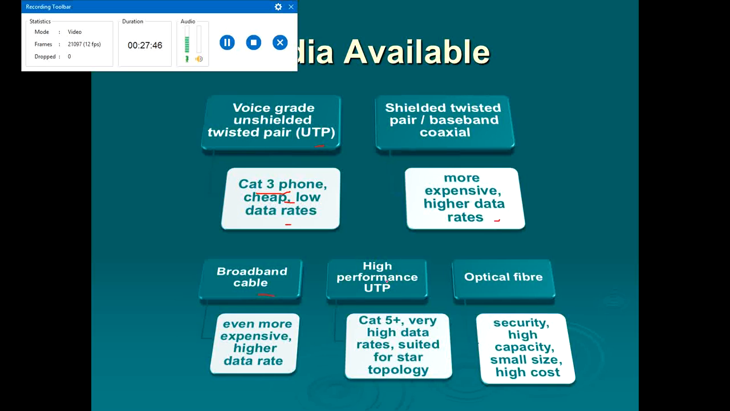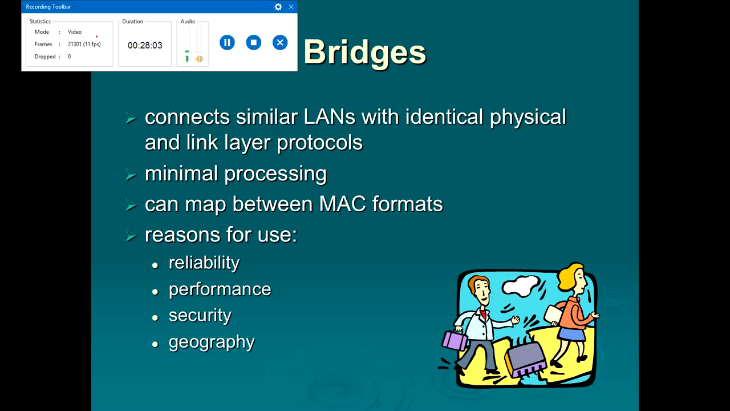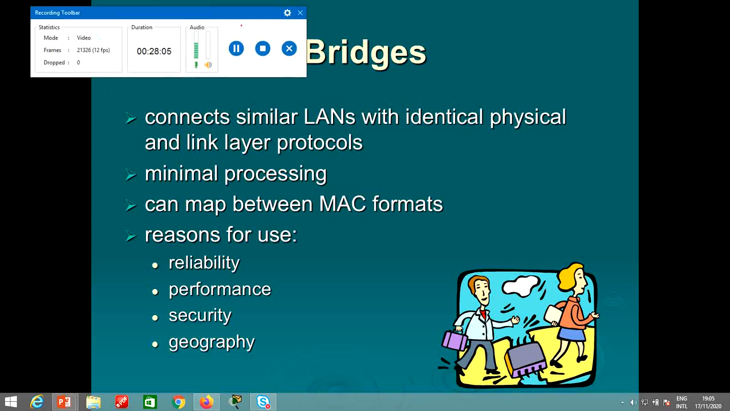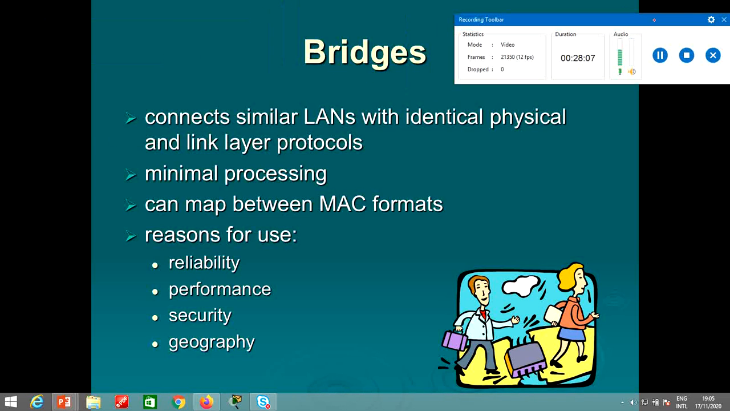We have high performance UTP cable, which is category 5 and upwards. It has very high data rate. It is suited for the star topology. And the last one is optical fiber. It is secure, it has high capacity, it is small in size, but again it is very, very costly. Alright, now we will talk about certain devices which we can use on the LAN.